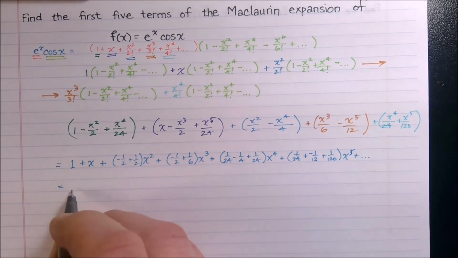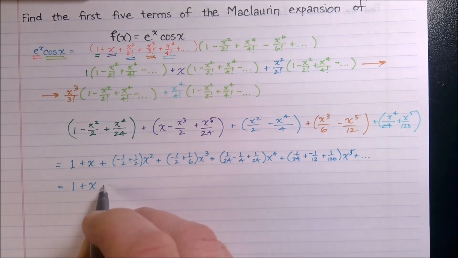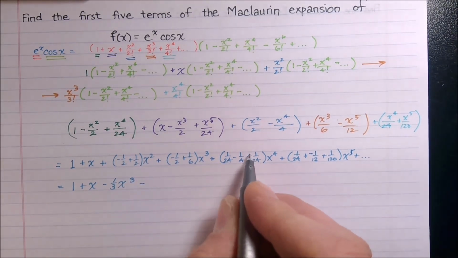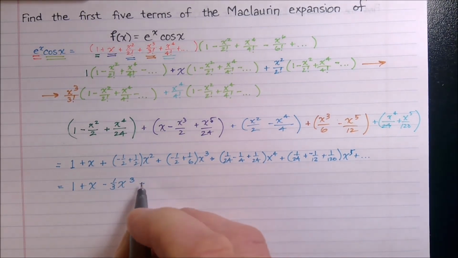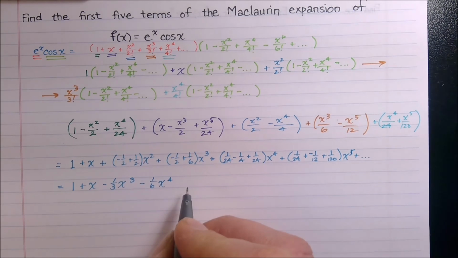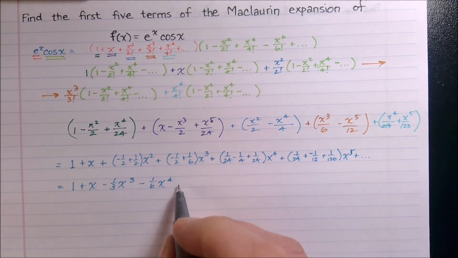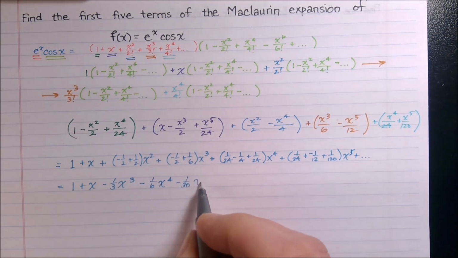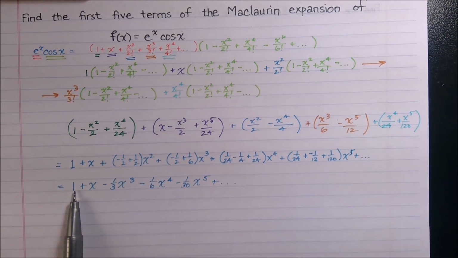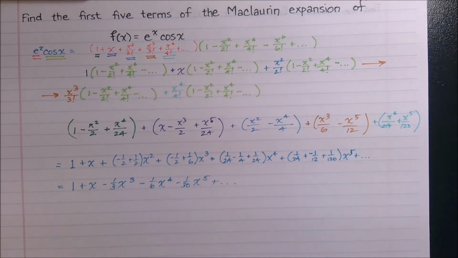So what does that equal? 1 plus x, let's see, that would be minus 1/3 x to the third minus, we'll put all this stuff together. Let's see, that would be 1/6 x to the fourth. And then the last one, when we put all this stuff together, let's see, we end up with negative 1/30 x to the 5th. So let's see, the first 5 terms, first 1, 2, 3, 4, 5, there it is. So we've got our first 5 non-zero terms of the Maclaurin expansion.